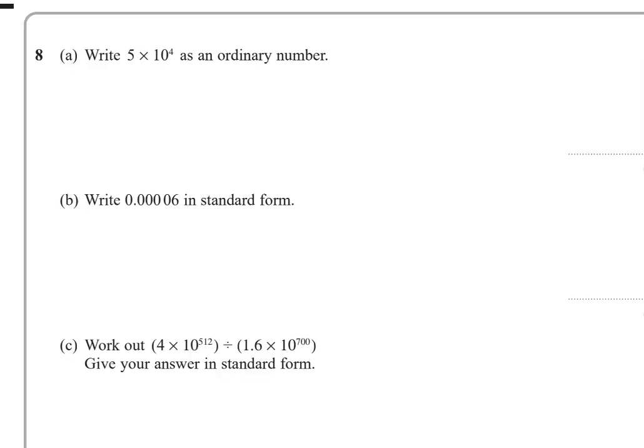Number 8. Write 5 times 10 power 4 as an ordinary number. So 5 and 4 zeros. B. Write 0.00006 in standard form. So move the decimal point till the number is between 1 and 10. So 6 times 10 power. The decimal point moves 5 places, so times 10 power negative 5.